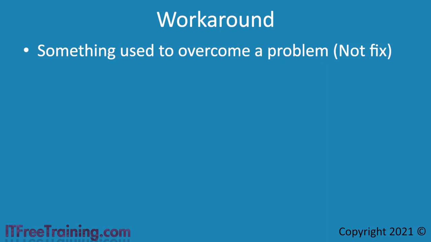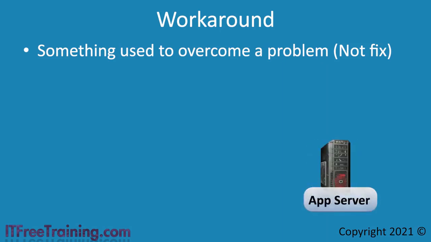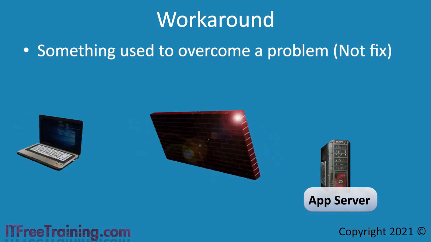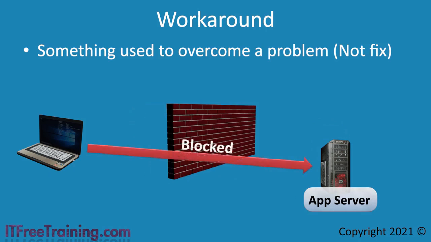A workaround is generally used when you can't directly fix the problem. However, by using a workaround, you can get the functionality to work. Maybe the workaround is temporary or permanent, depending on the situation. Let's look at an example. Consider that there is an application server on the network. A user has been connecting to the application server without a problem. The problem occurs when the user moves to a different office. Now the user needs to connect to the application server through a firewall. The problem is the firewall is blocking the connection. There was not a problem before, as the user was on the same network.